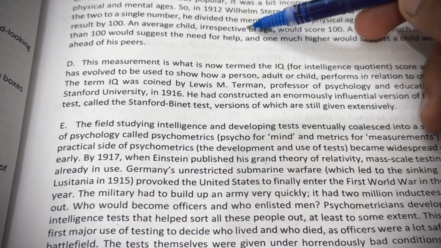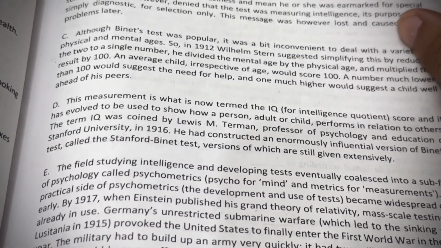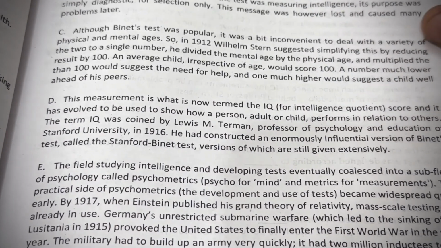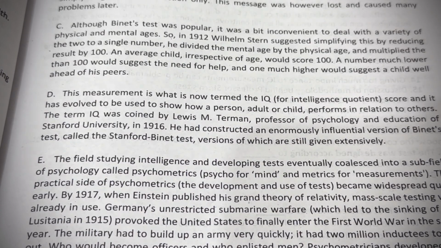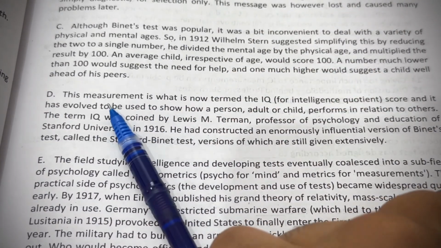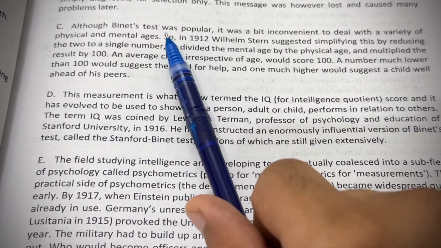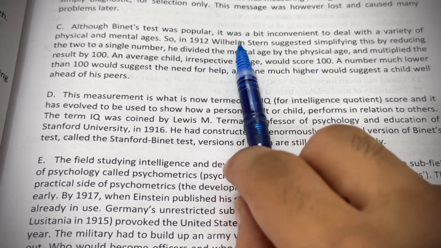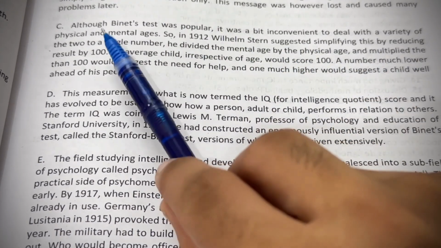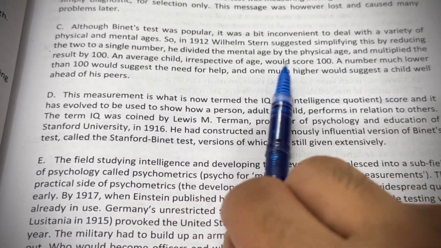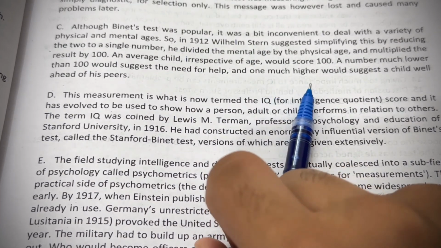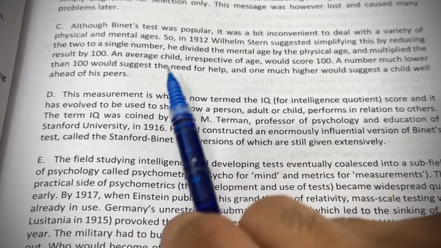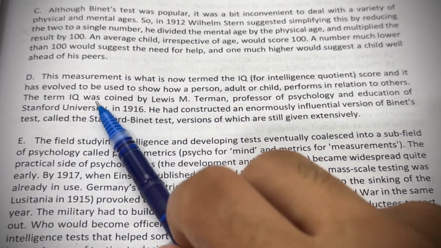We found our last answer in this passage here, but now the answer will be in the next passage. The answers always go in a chronological order. Let's find it in C and D first. Just Kim, I'm also reading it. It was a bit inconvenient to deal with variety, physical and mental ages. So here I'm not able to find any kind of thing like US Army, because our main concern in this question is US Army. Let's go to the D passage.